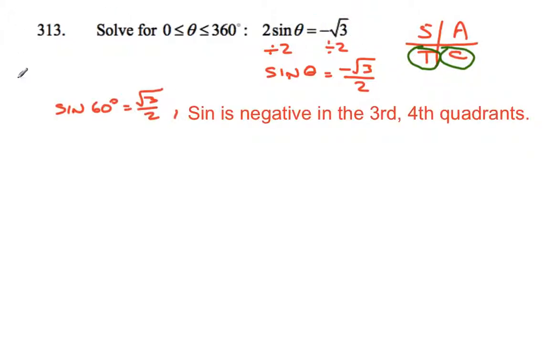Try and find out the exact value. The basic value there is 60, gives us root 3 on 2. Check your exact value triangles there and you'll see that. Sine 60 gives you root 3 on 2. And we're looking for the equivalent of 60 in the third and the fourth quadrants. We'll get 180 plus 60 for the third quadrant and 360 minus 60 for the fourth quadrant. That's how we do that. So we will get 240 for the third quadrant and 300. So that's the equivalent of 60 in the third and fourth quadrants that we're working in.